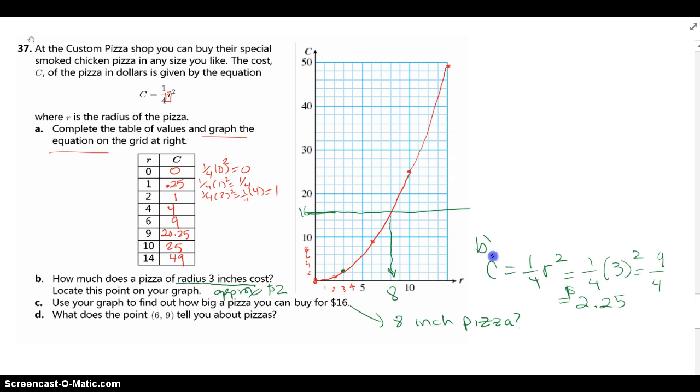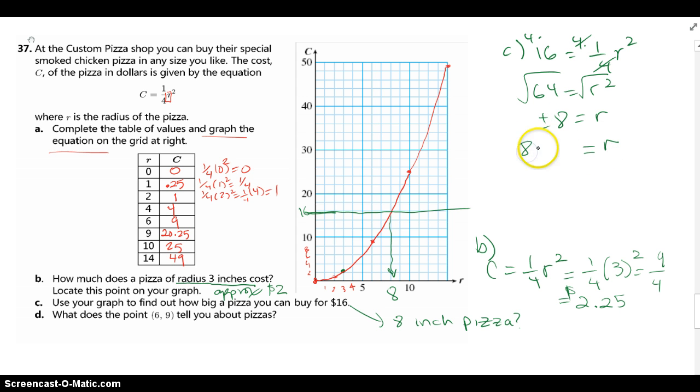Now, how can I do part C algebraically? To be sure, I can use my equation right here. $16 is the cost. I'm going to multiply both sides of this by 16. It's going to be 64 equals r squared. And if I square root both sides, I get plus or minus 8. But since I'm talking about a pizza, and it's got a radius that's positive, look at that. 8 inches is what I had guessed, even by looking at my graph. Right here, $16 cost corresponds to an 8-inch pizza. So that was pretty good.